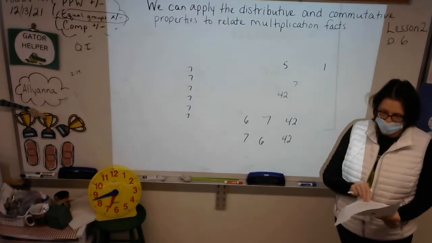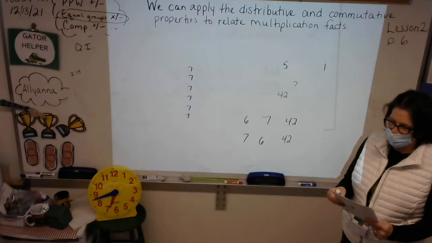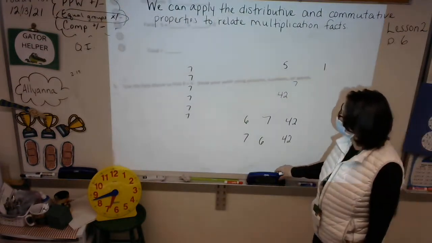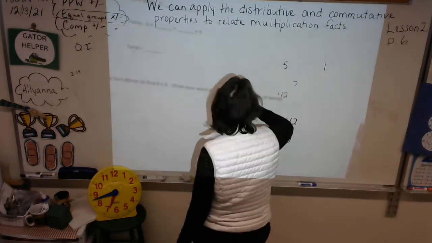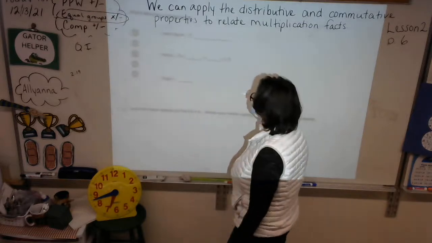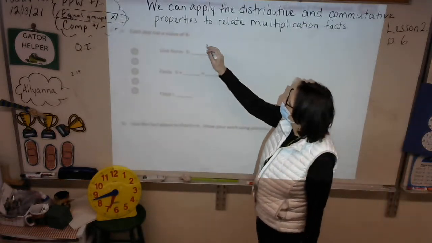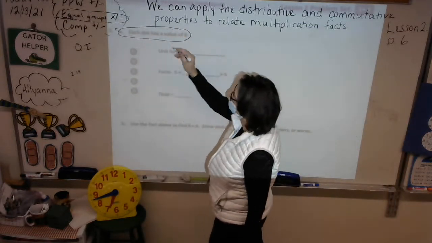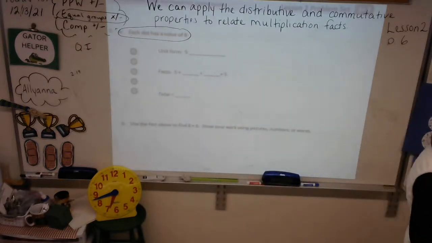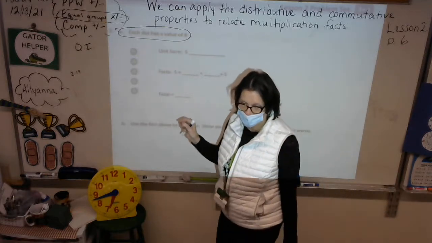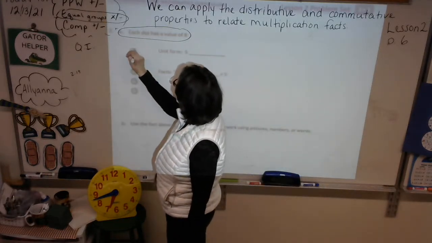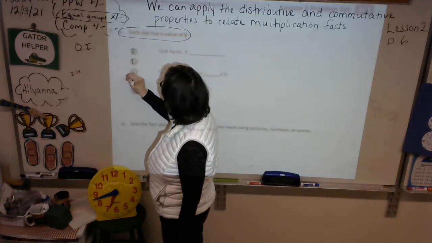All right, let's go to the next page. Oh, now we're counting 8s. So let's go ahead and circle that. Each dot has a value of 8. Let's circle that. That's really important. And how about we go one step further and put an 8 in each one of those dots? Does everybody agree that's a good idea? So let's put 8 in each one of these.